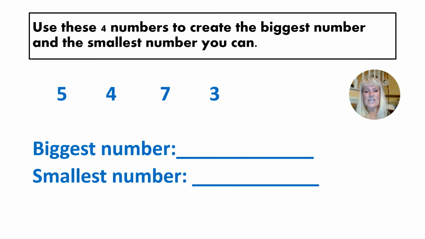All right. Here, I want you to use these 4 numbers and create the biggest number and the smallest number that you can make. So when I'm thinking about building my biggest number, I want to find the biggest number there is. 7 is my biggest number, so I'm going to put that there. What's my next biggest number? My next biggest number would be a 5, so I'm going to put that there. My next biggest number would be a 4, and my last biggest number would be a 3. Now, in order to make this a number that we can say, we've got to use our comma. So the biggest number I can make with these is 7,543.